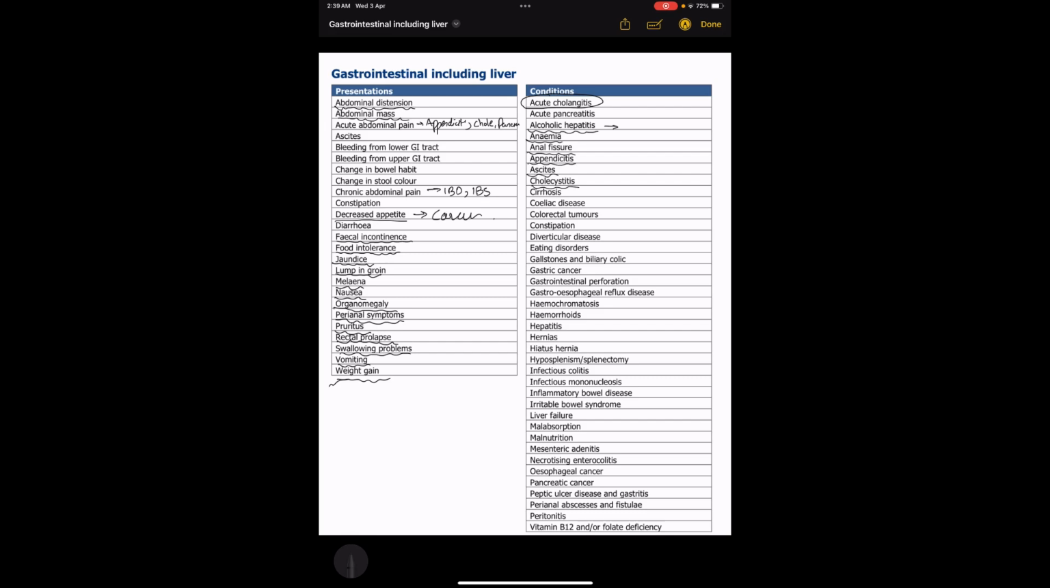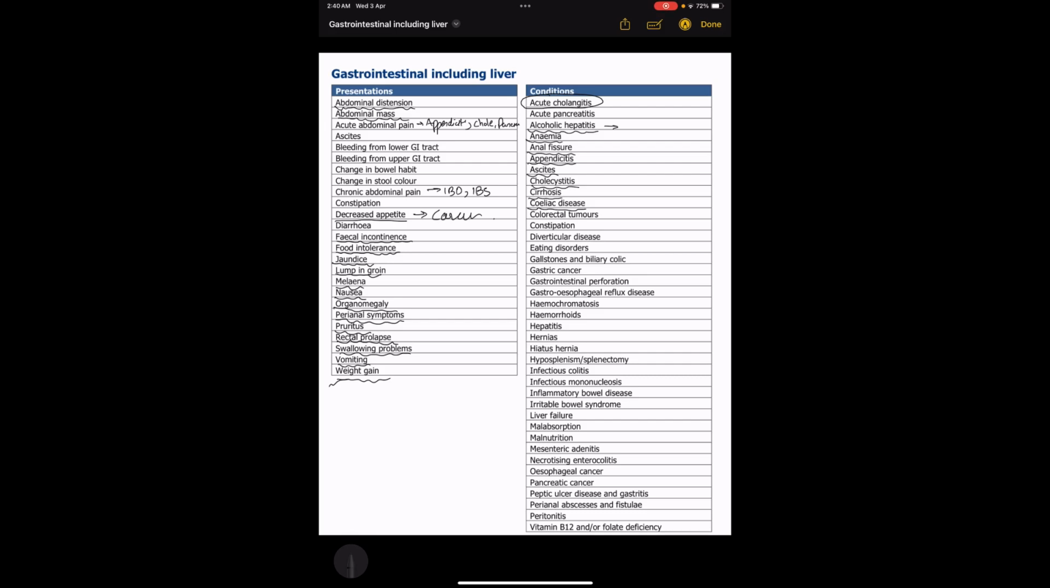And appendicitis, we already know what that is. Ascites, we have discussed it. Cholecystitis is the infection, inflammation of the gallbladder. It can be due to stone, can be due to infection. Cirrhosis, it is a liver disease, and it is a chronic liver disease.